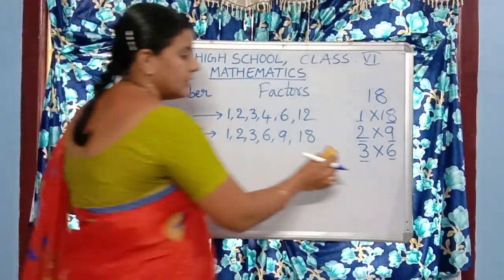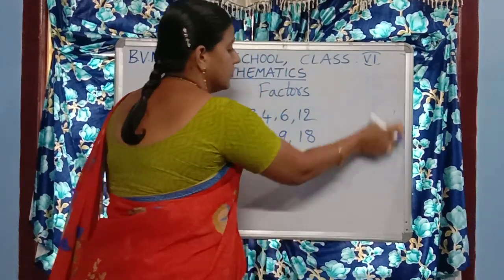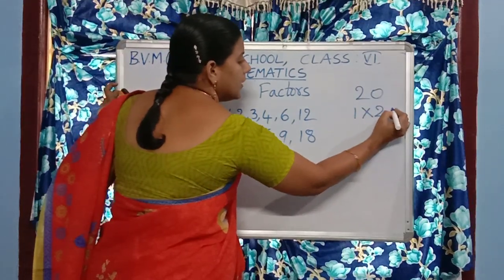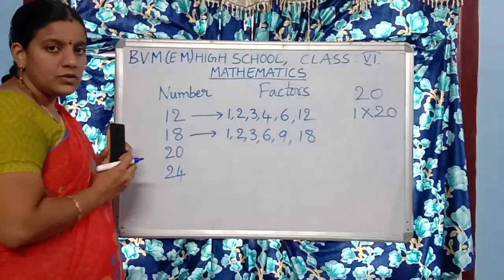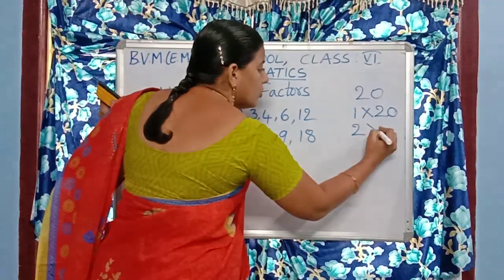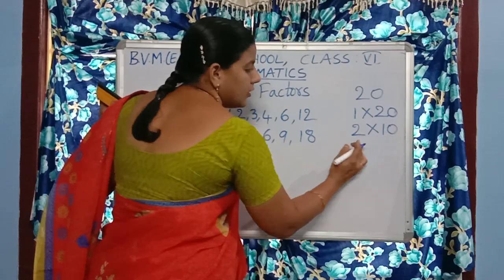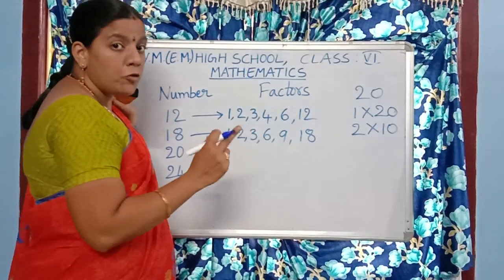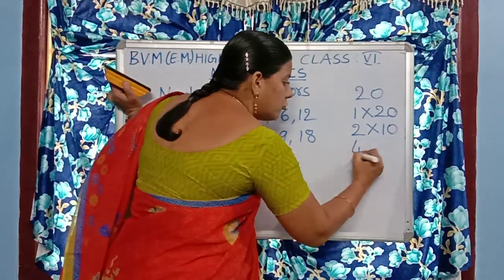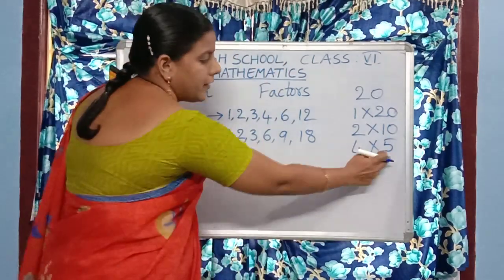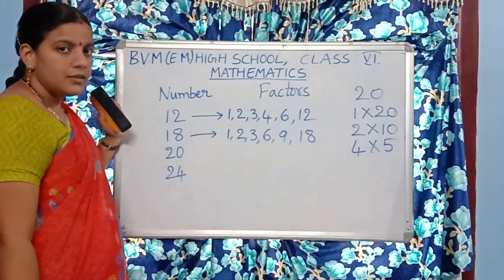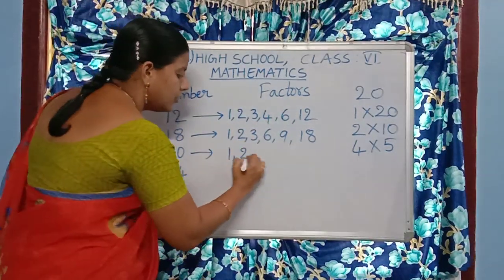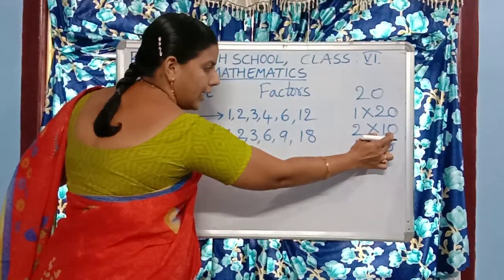Next, for 20. For 20, 1 into 20. Next, 2 into 10. 2 tens are 20. Next, 3. No. 4. 4 fives are 20. 4 into 5. So, the factors are 1, 2, 4, 5, 10, 20.